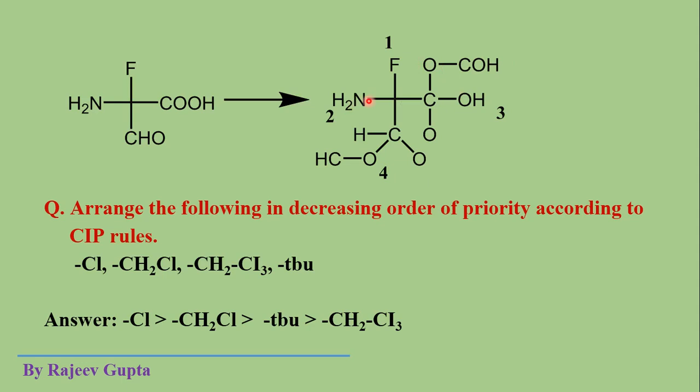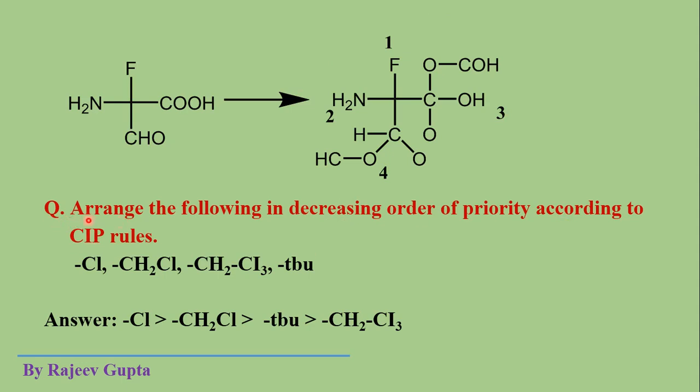So these are the four rules to define the priority order of all the four different groups which are directly attached to the chiral center.